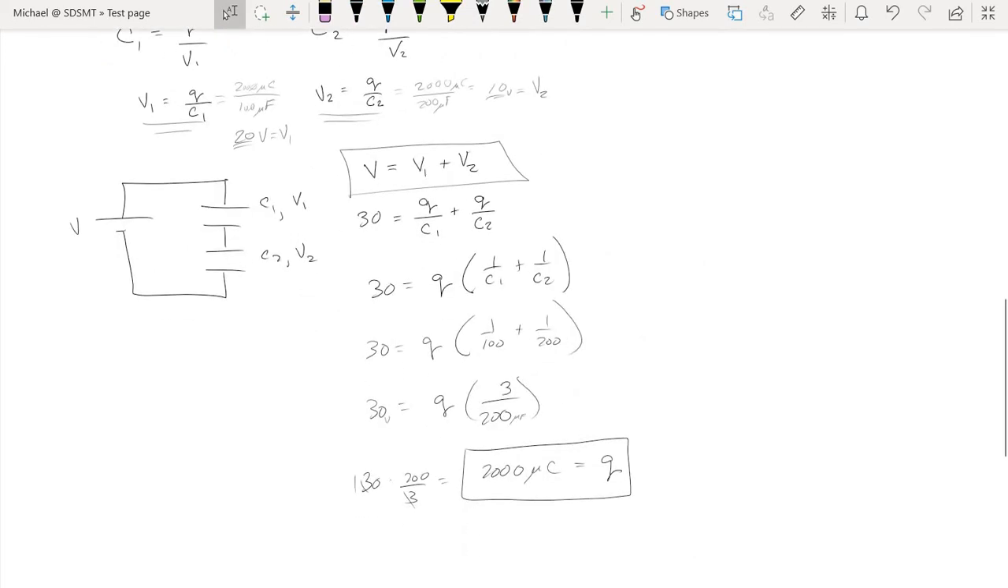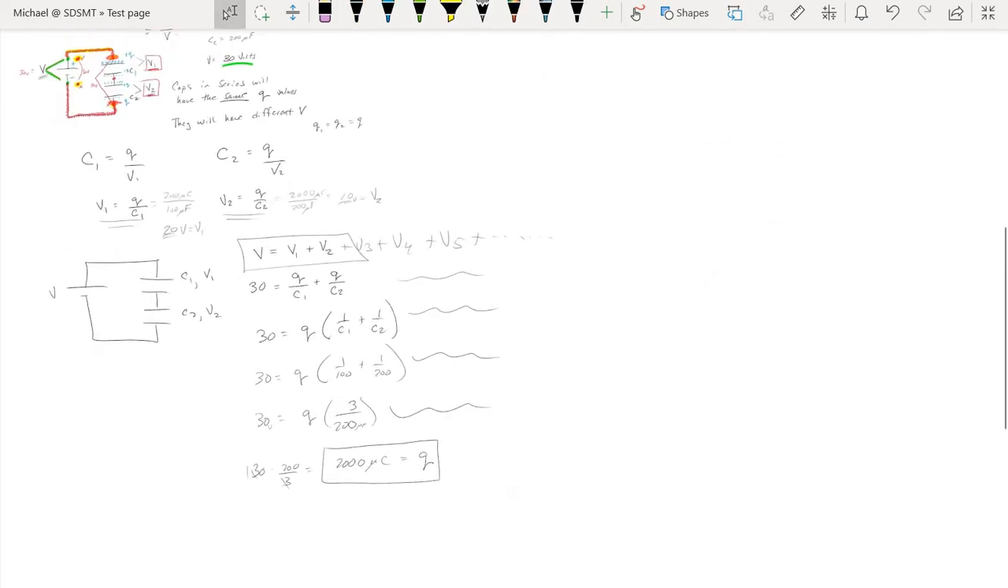But this could take a while if we had more than 2 capacitors connected in series. And it is possible for more capacitors to be added in series, but that would just mean that we would have to add all of their potential values sequentially to account for the total potential that's coming from the battery. And that's going to take too much time to go through and solve. But there is a shortcut that we can take.